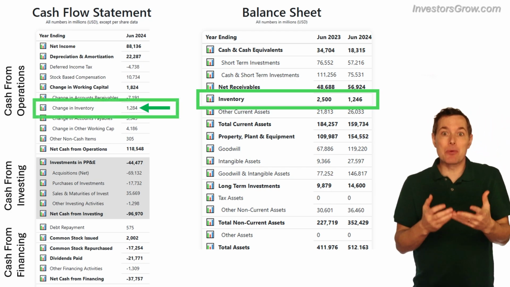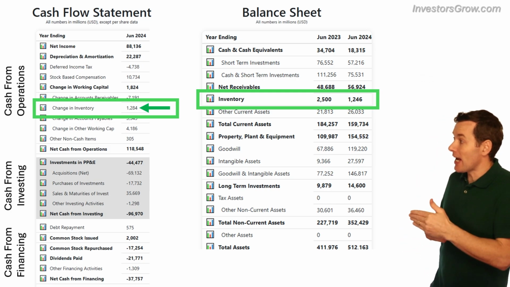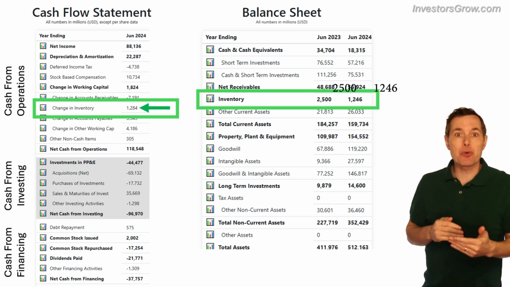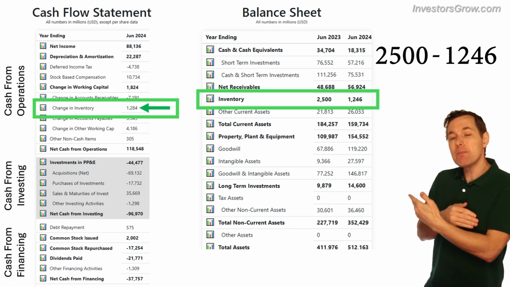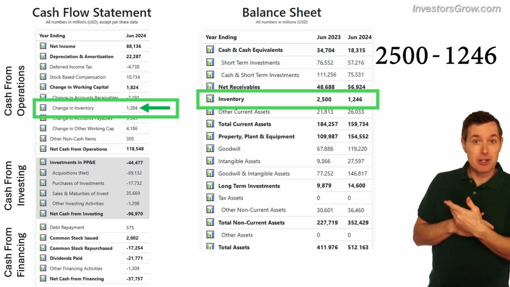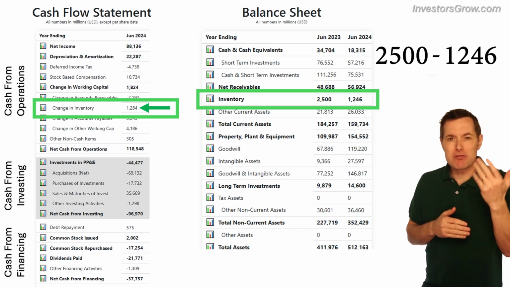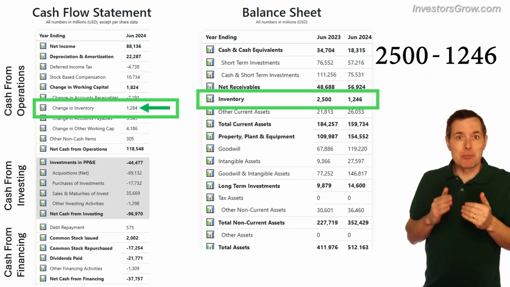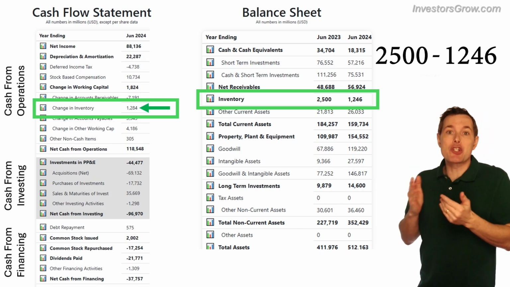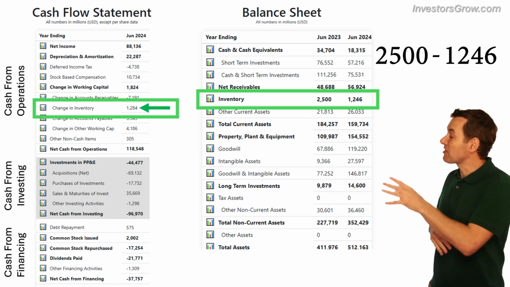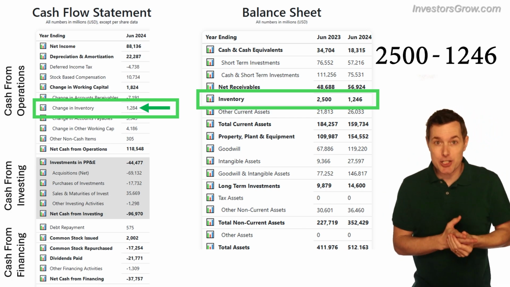And this is exactly what it sounds like. Basically, we look at how the inventory numbers changed from one period on the balance sheet to the next period. So in our case, from 2,500 down to about 1,246. How did those numbers change? In this case, inventory dropped, so that number becomes a positive number on the cash flow statement.